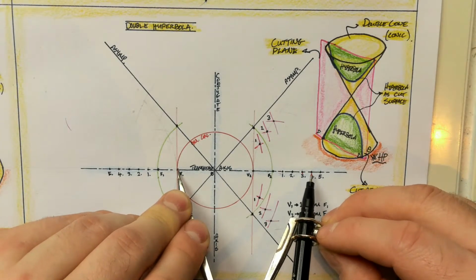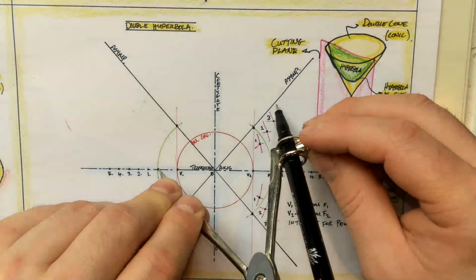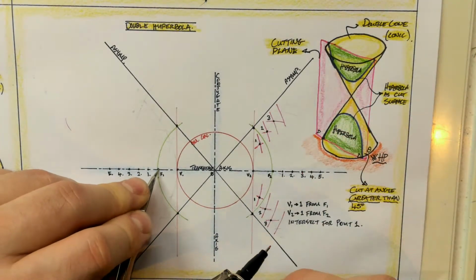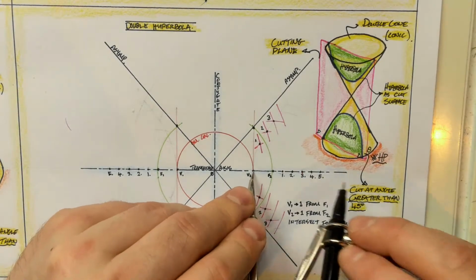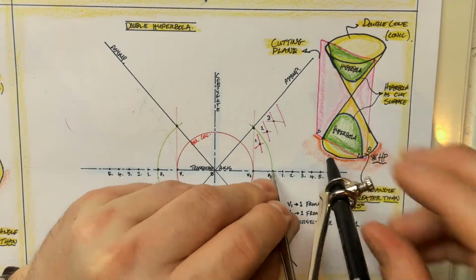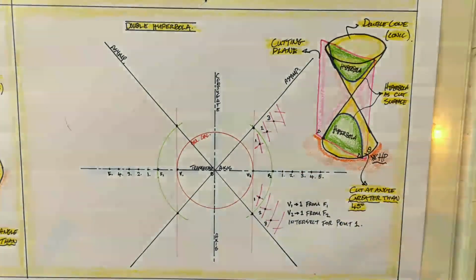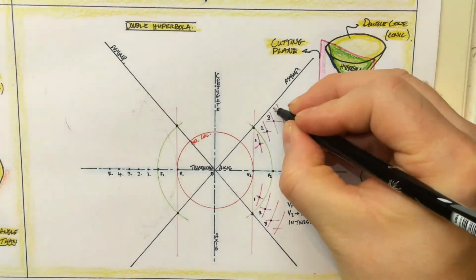So I'm measuring from V1 to 4 here now, back to F1, swing an arc close to the asymptote line. Then I'm going to take V2 to 4, go to F2, swing an arc, and that'll give me point 4.